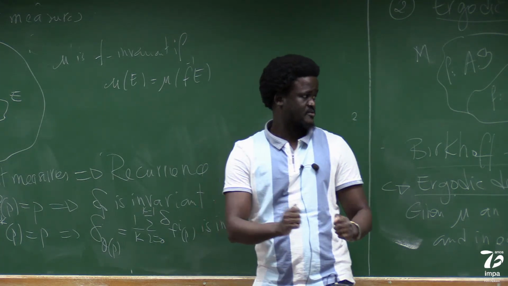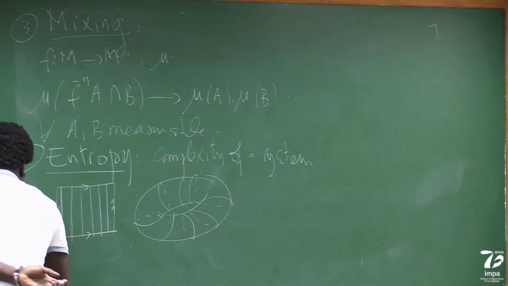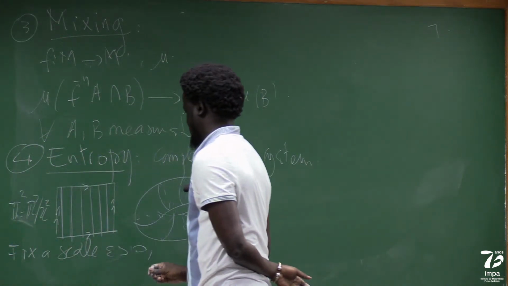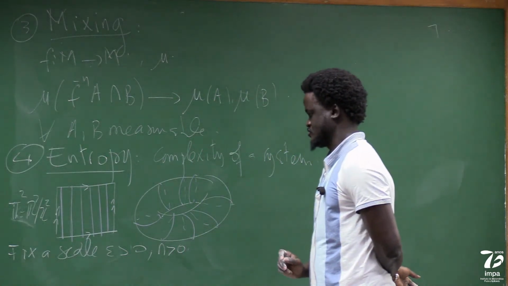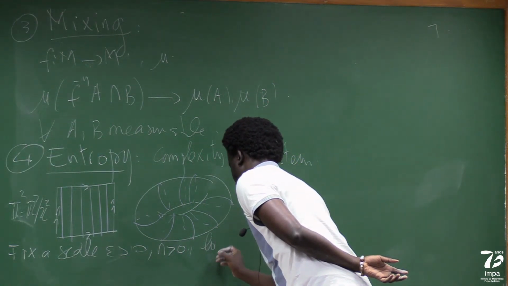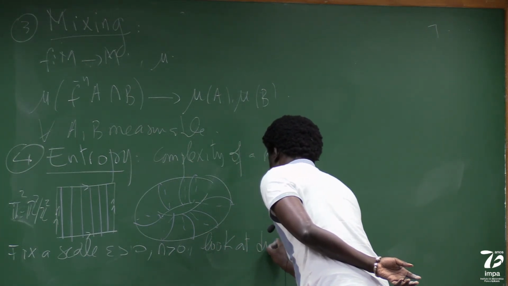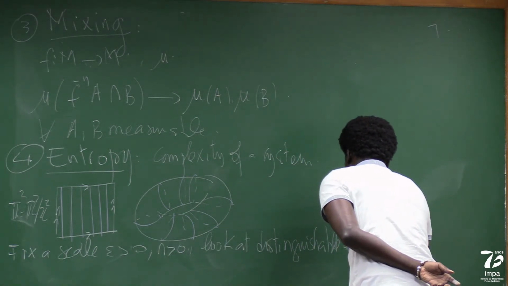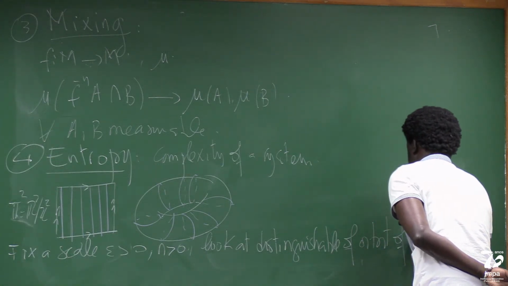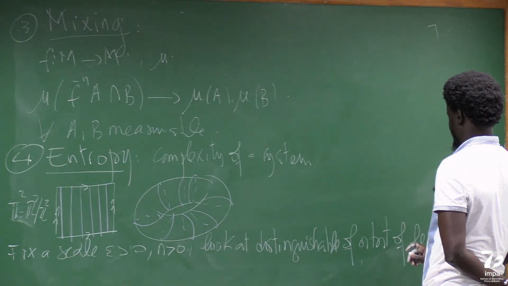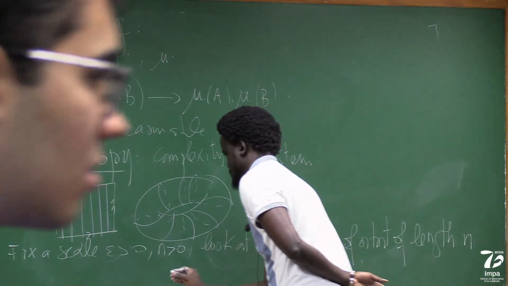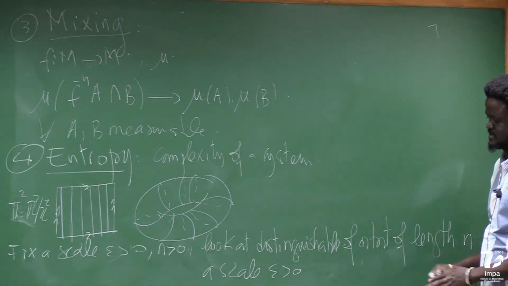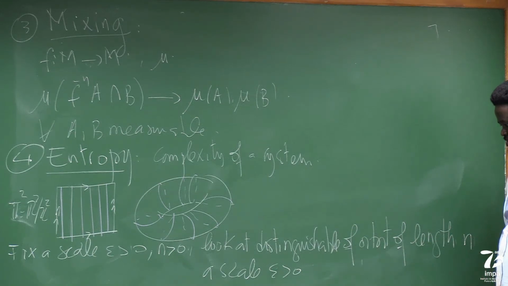Say I fix a scale epsilon positive, and n also positive. Look at distinguishable orbits of length n at scale epsilon. We'll be very precise with this definition, okay? I'm just giving the intuition.